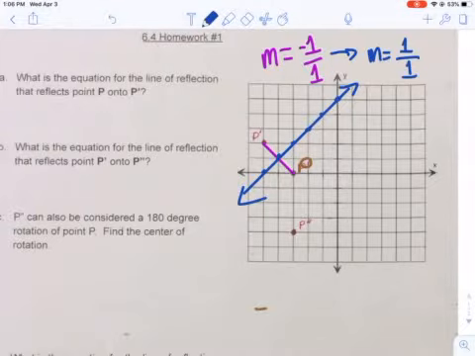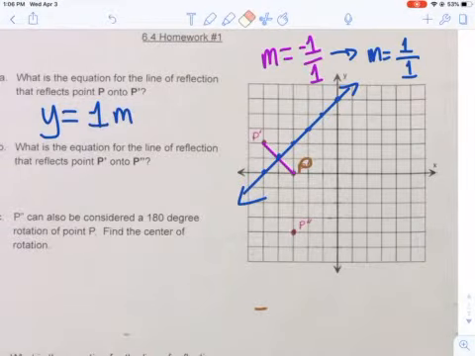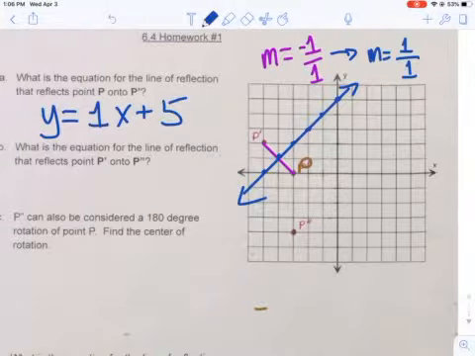I'm asked to write the equation for it. Now I'm noticing that y equals, now I know my slope is 1. You don't necessarily have to write the 1, but I am. Whoops, I didn't want to put m, I wanted to put x. My y-intercept is 1, 2, 3, 4, 5. So y = x + 5. Nice and easy.